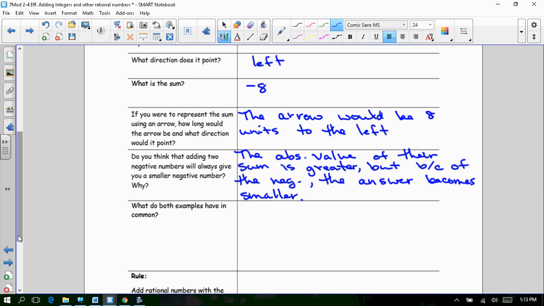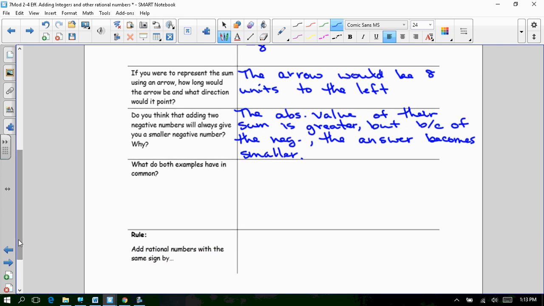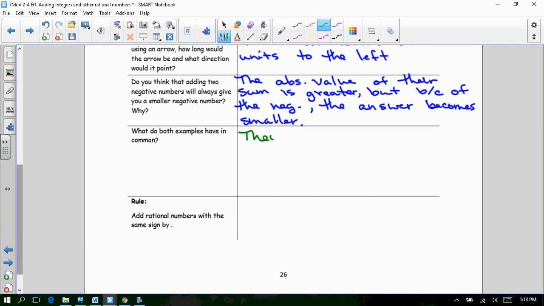What do both examples have in common? Well, they both were adding with the same sign, hence the reason it said at the beginning of this exercise, right? They both added numbers with the same sign, so you just add and keep the sign, okay?